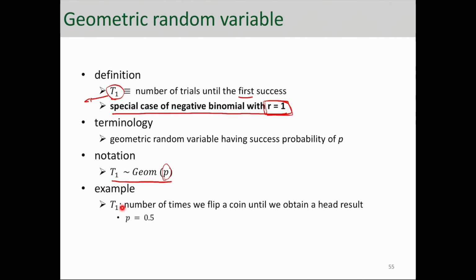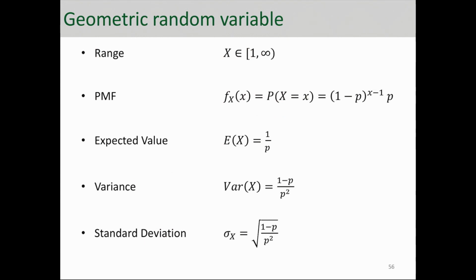One example is the number of times we flip a coin until we obtain a head. That is a geometric random variable with probability of success of 0.5. So if you replace r with 1 in the negative binomial formulas, you get the formulas for geometric. That's all it is. Here, what you see is the range starts from 1 to infinity.